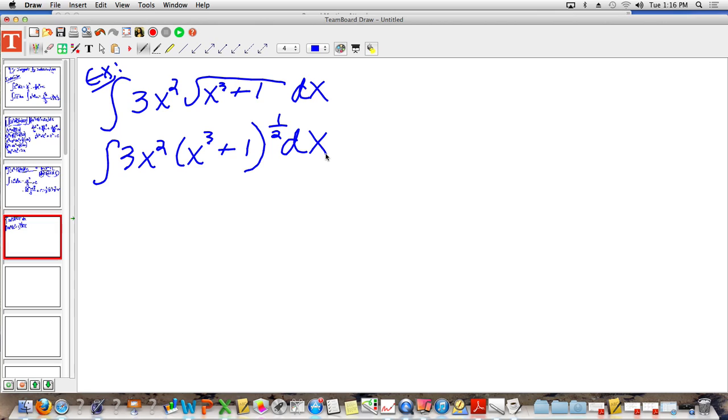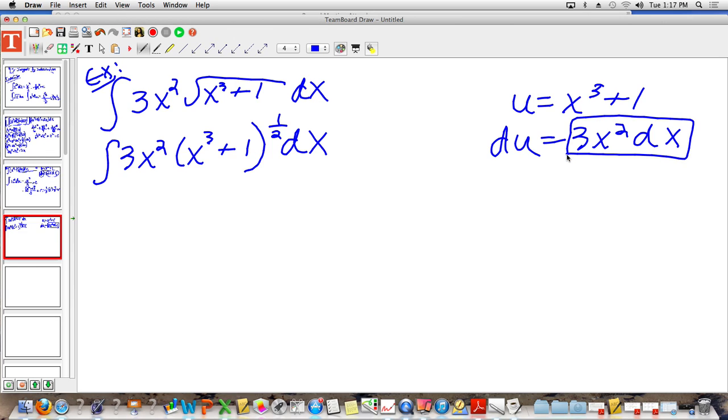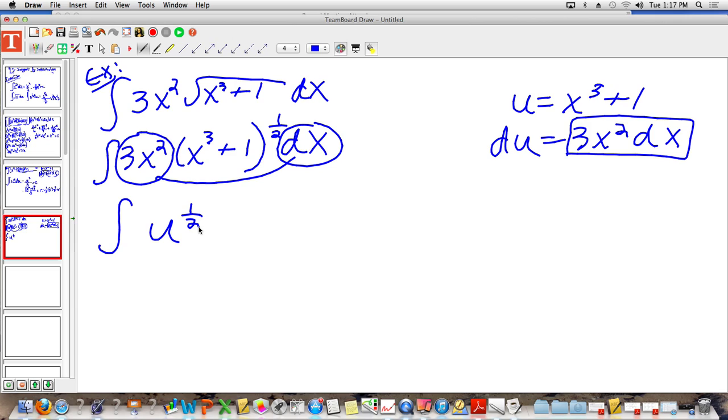x cubed plus 1. All right, so I go over here to the side. I say that u is x cubed plus 1. Find the derivative of u. We're just going to write du instead of u prime, which means exactly the same thing. du is equal to 3x squared dx. And this works out nicely too. We have a 3x squared dx. Here's a 3x squared, here's your dx. So I can take these two and replace them with a du. So what is x cubed plus 1? It is u, but it's being put to the one half power. And then those two together give you du. Now integrate it.